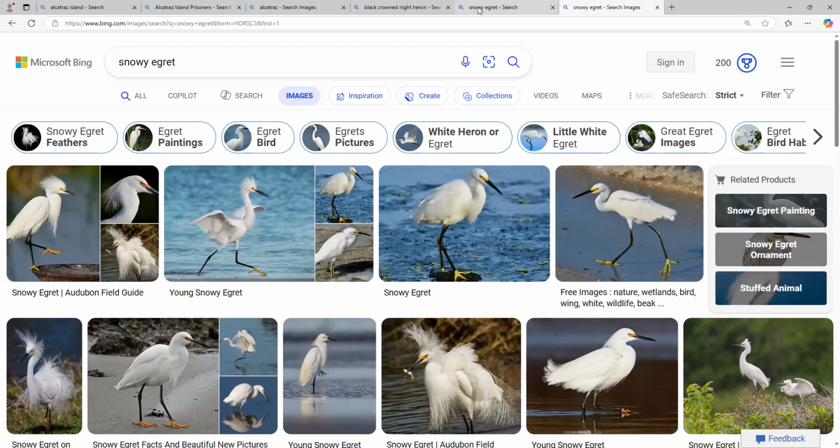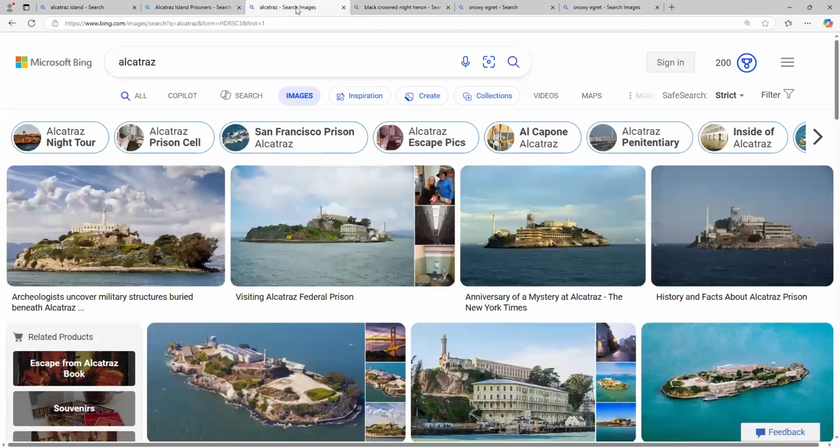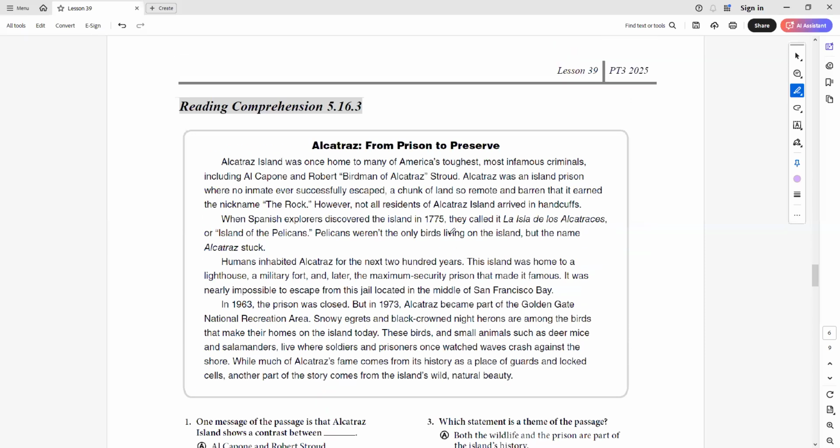Okay, so eaglet, heron, and then Alcatraz. So we're going to start reading it now. Okay, the reading passage. Let me show you the reading passage. Okay, so you see this one. At least we are reading something about Alcatraz. But what does it mean, Alcatraz, actually, from prisons to preserve?